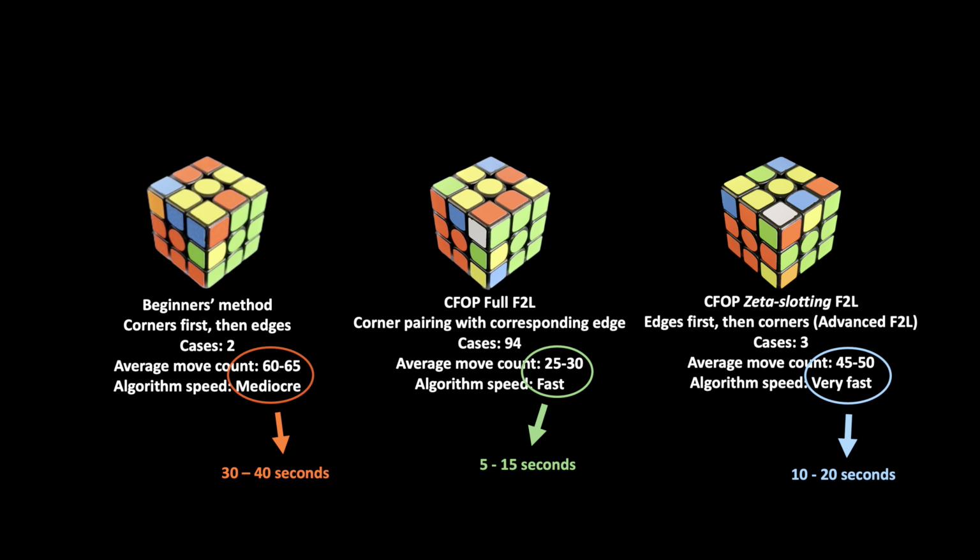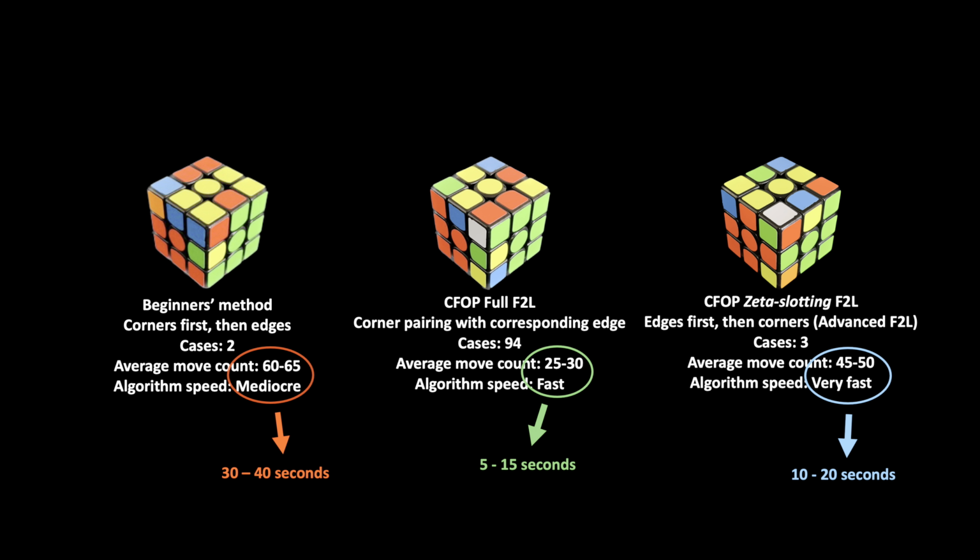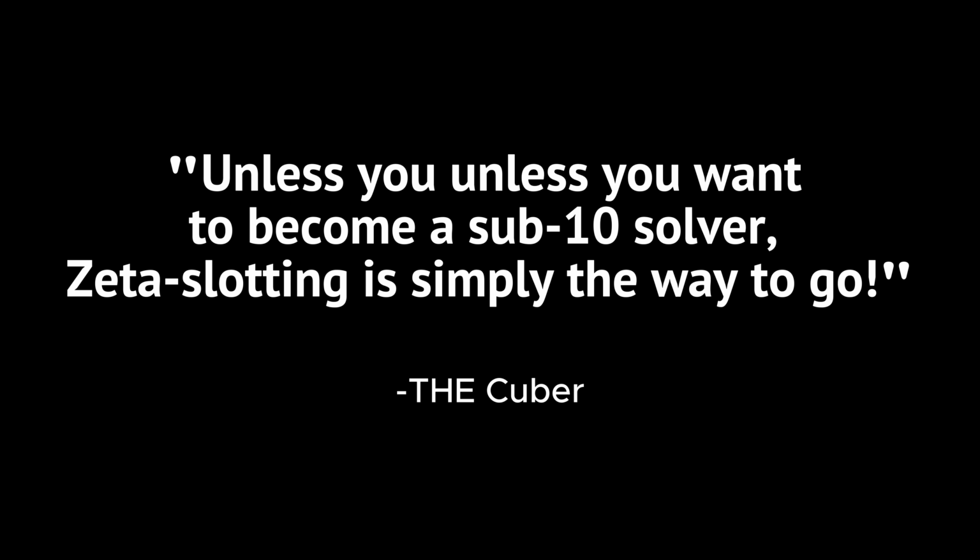And with a lot of practice, I was able to consistently get sub 15 F2Ls using Zeta-slotting, which means you can be a sub 20 solver using one of the easiest methods. Considering Zeta-slotting has 90 fewer cases than CFOP F2L, almost the same execution speed, and much easier look ahead, unless you want to become a sub 10 solver, Zeta-slotting is simply the way to go. Now that you have no excuse to not become a sub 20 solver, let's hop straight into the tutorial and, as I said before, learn Zeta-slotting in 5 minutes.